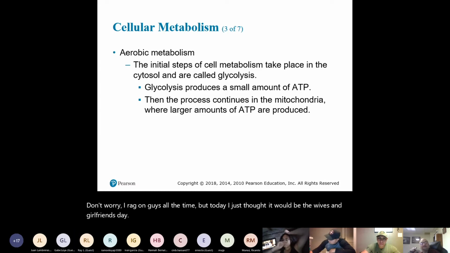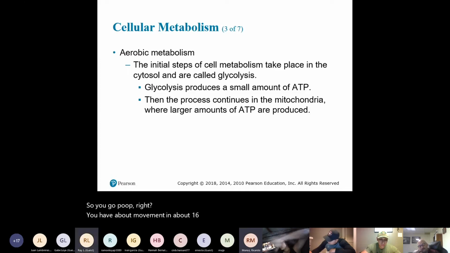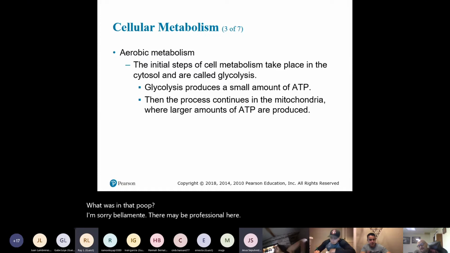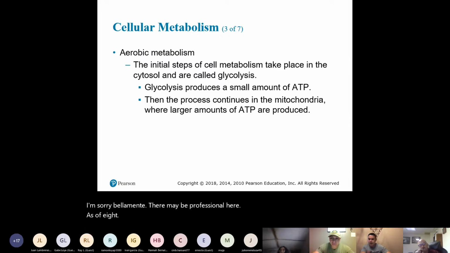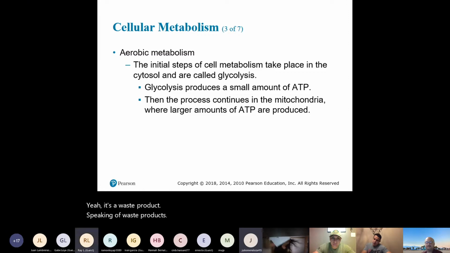So you go poop, right? You have a bowel movement in about 16 hours. What was in that poop? I'm sorry, bowel movement. Let me be professional here. What's in that poop? It's waste. Yeah, it's a waste product. Speaking of waste products. Okay, so it was poop.